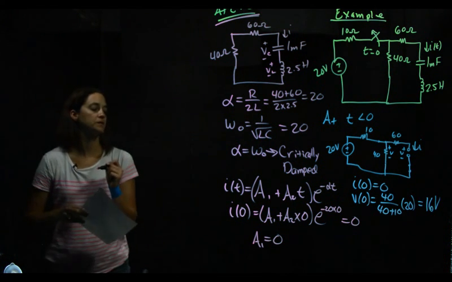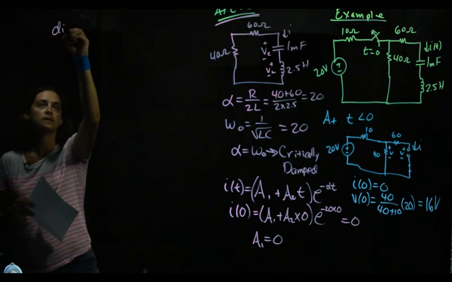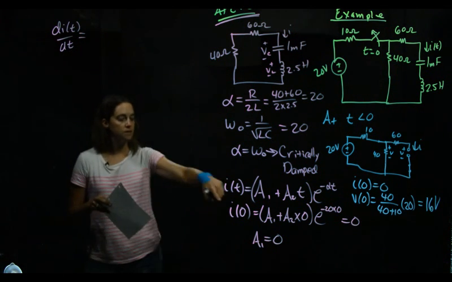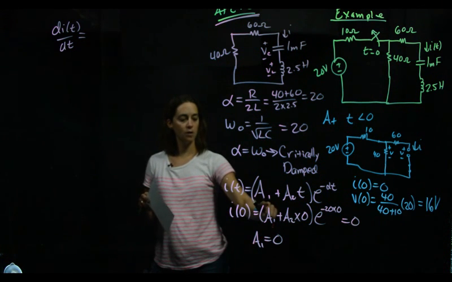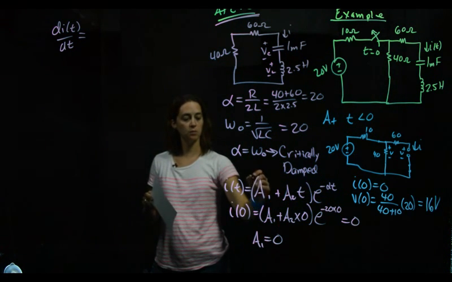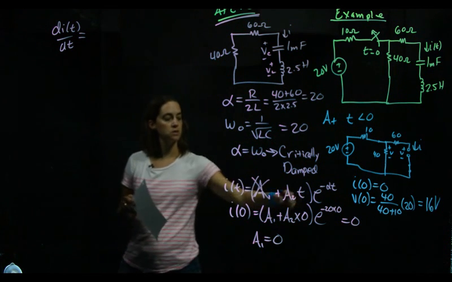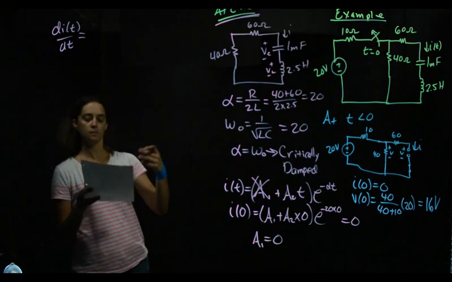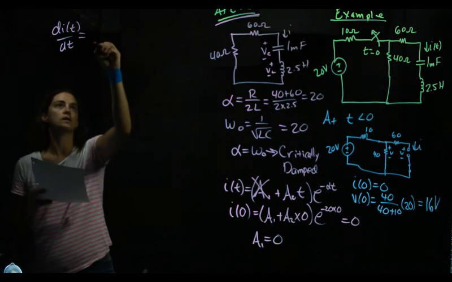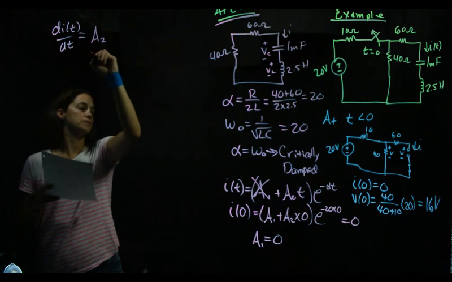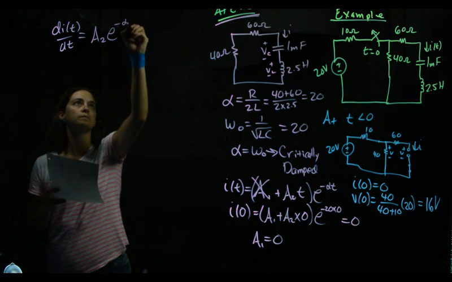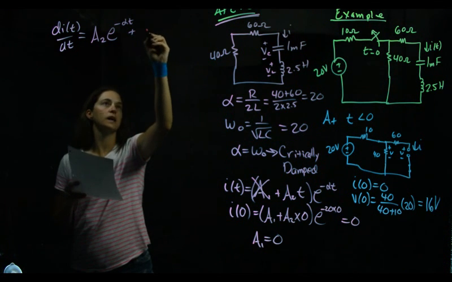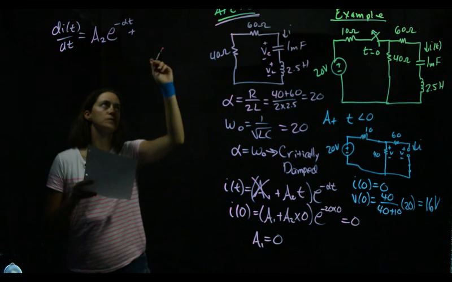Let's go ahead and take our derivative. di/dt is equal to, well, it's easier if we use that A1 is 0, so we don't have to worry about that now. So we're just taking the derivative of this. So we have to do first times derivative of the second plus second times derivative of the first. So I'll do derivative of the first times the second plus second times derivative of the first.